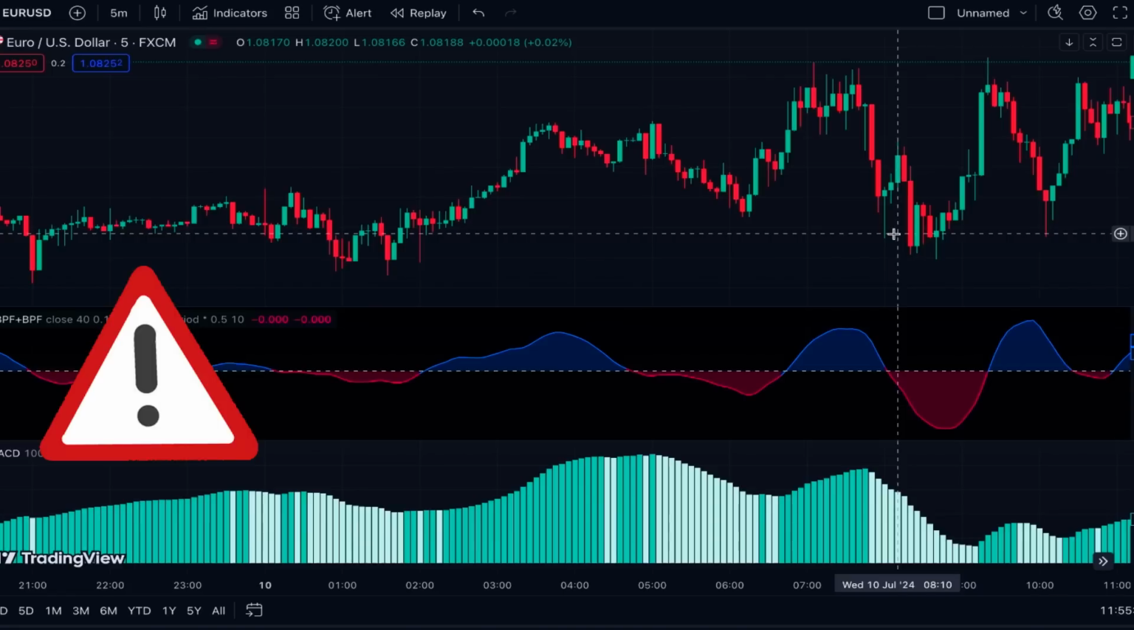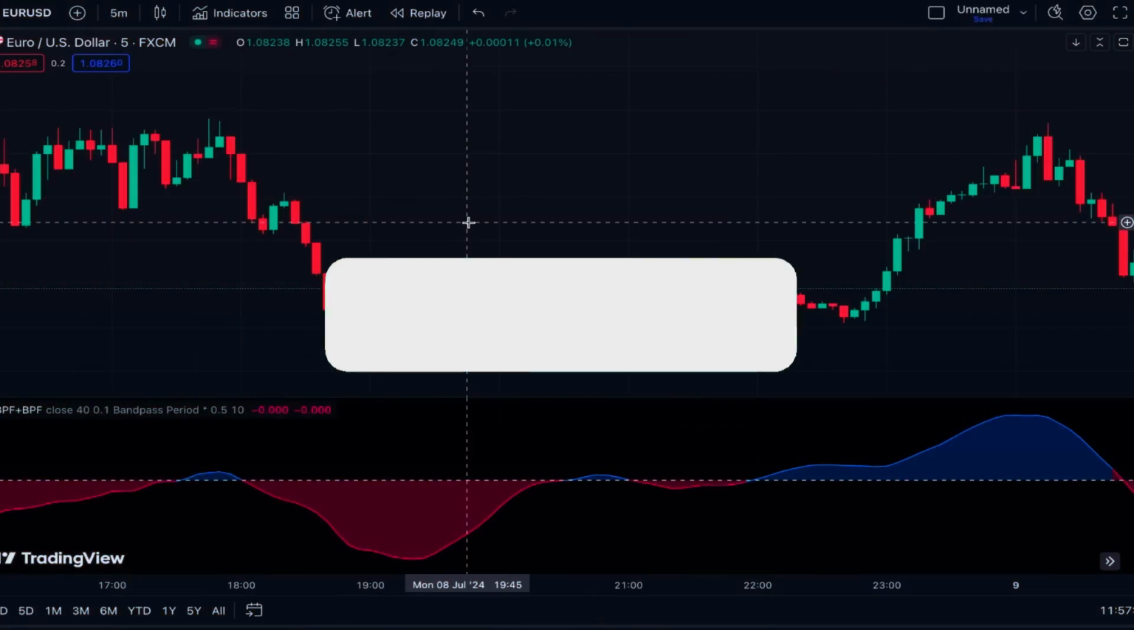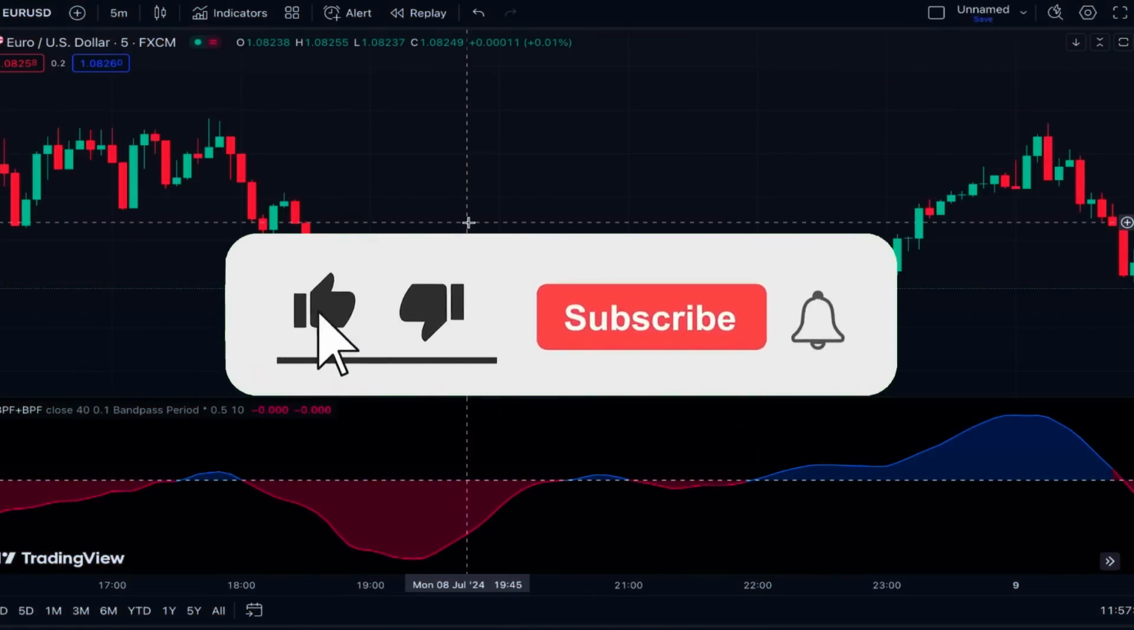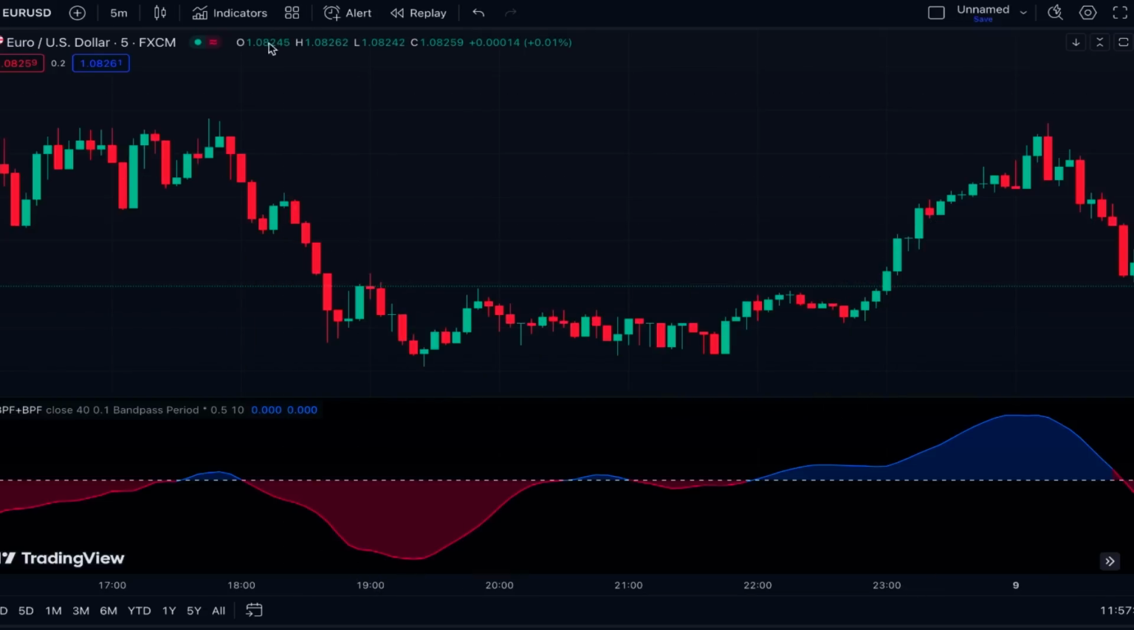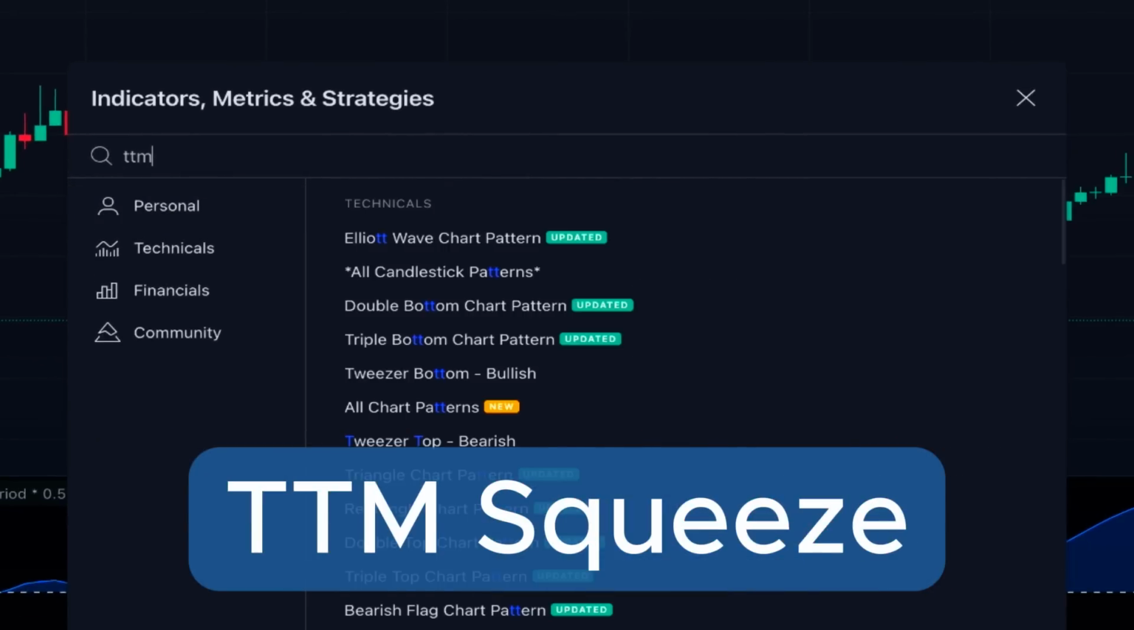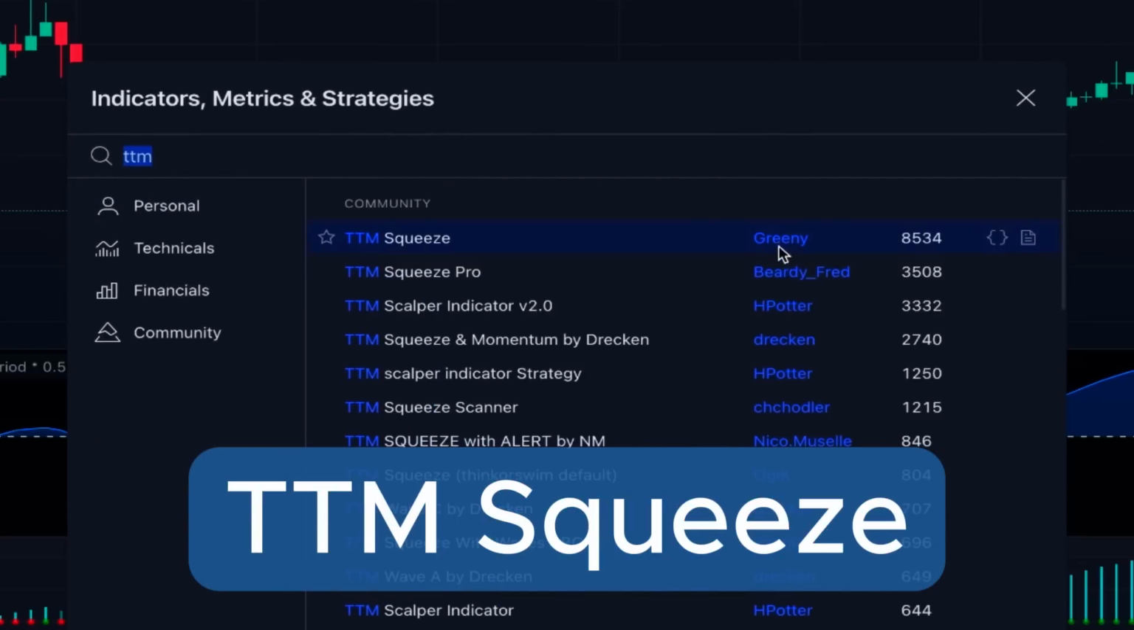So similar to any other setup or trading strategy, losing positions are part of the game and you need to manage your risk properly. Another use case of this indicator is for catching increased volatility after a period of low volatility in the market. For this purpose, we add TTM squeeze to our chart. We add this one, which is written by Greeny.